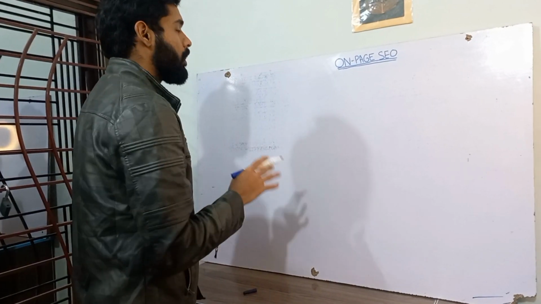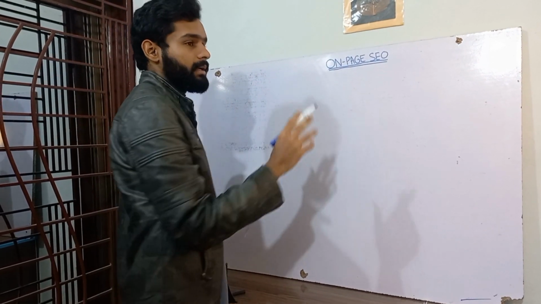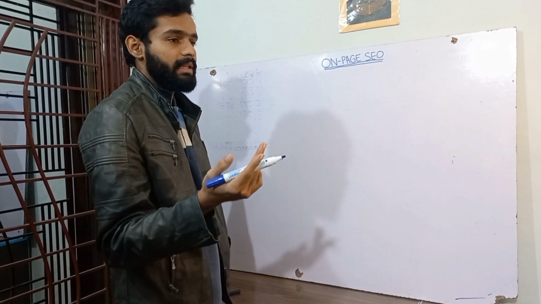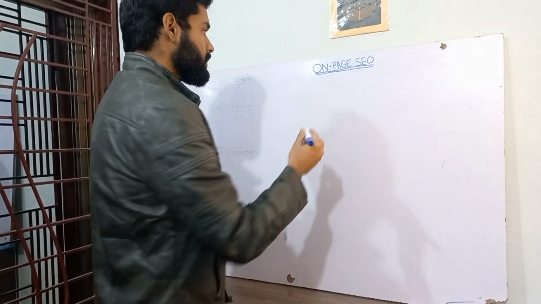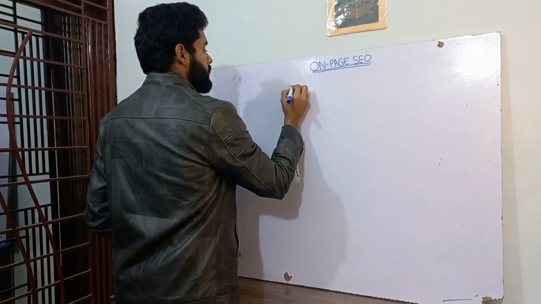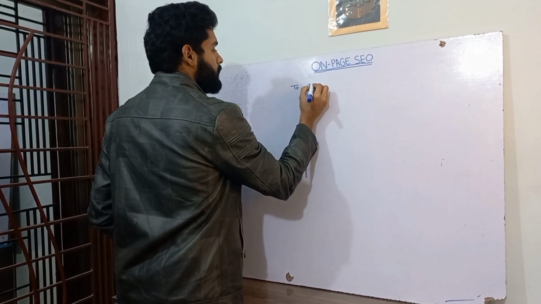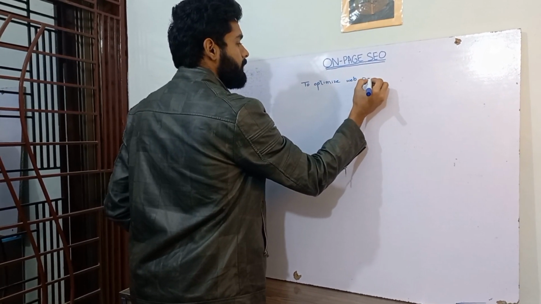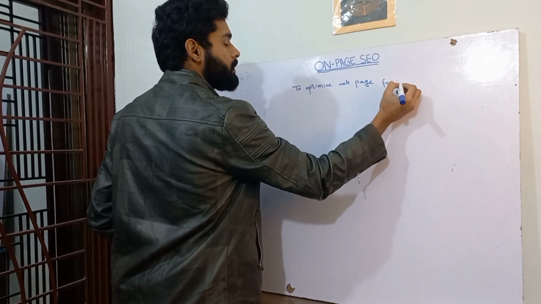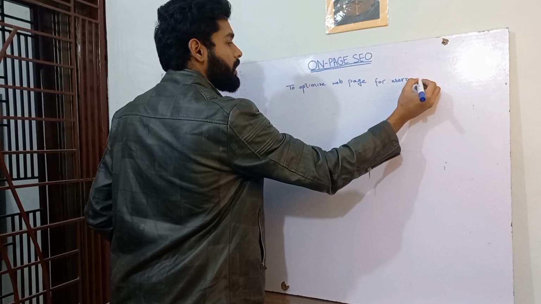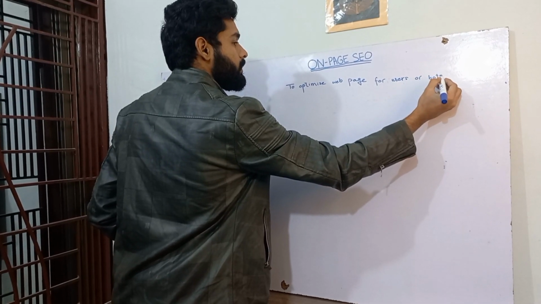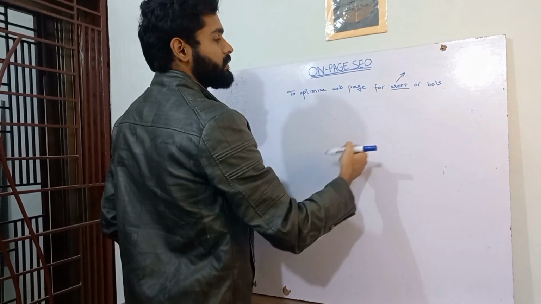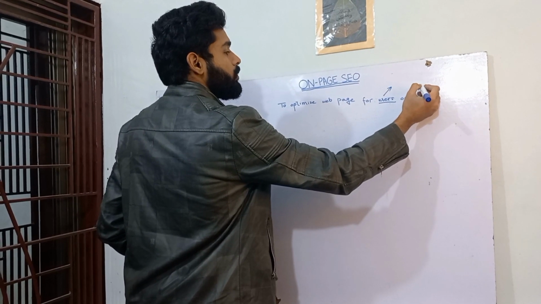Basically, on-page SEO is a practice from where we can update our web page or posts or anything else for the users or the bots. So I just write it down: optimize web page for users or bots. In this, the users, for example, are us searching how to do on-page SEO, and the bots are the Google bots, the crawlers.